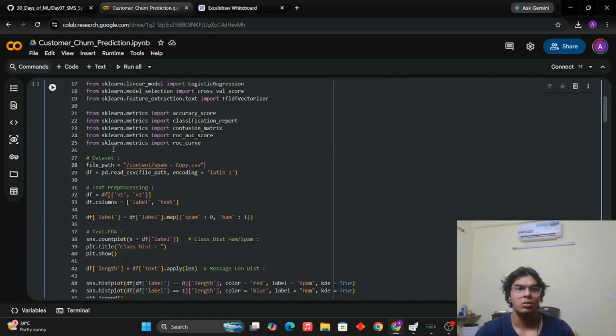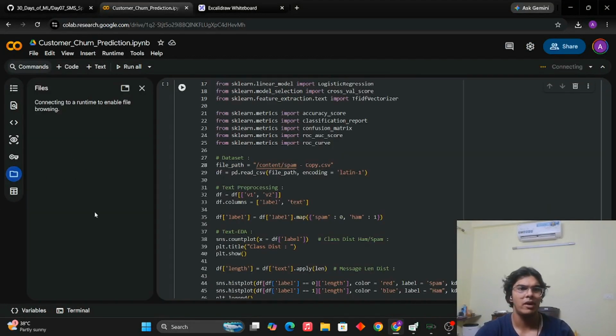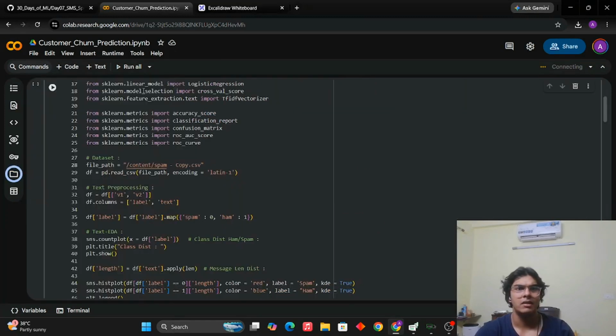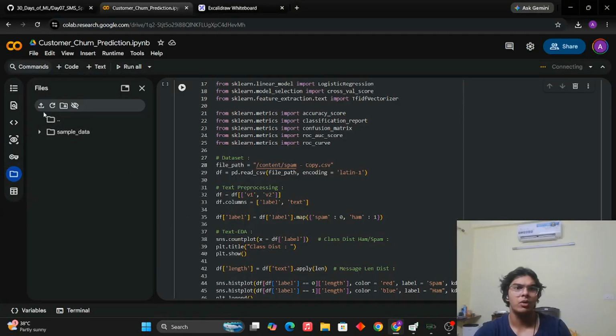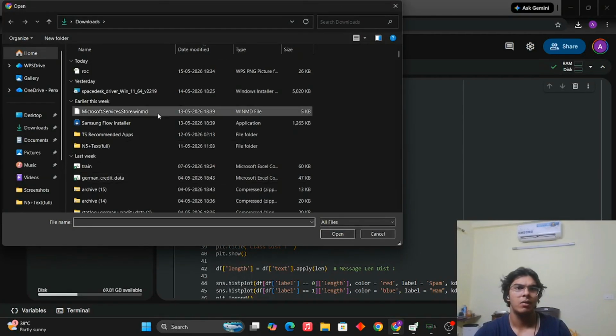This is the data set. To run it, you basically upload it right here. I haven't connected the runtime. You can connect the runtime, store the data set on your computer, and then upload it from here, from wherever you have stored it.